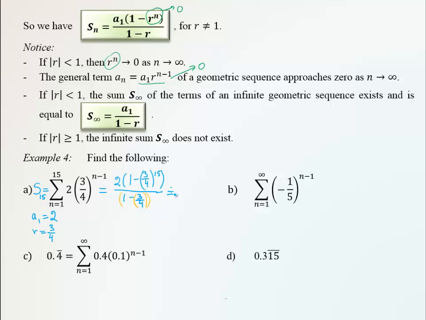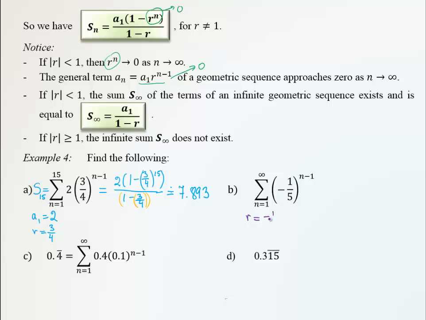This is supposed to end up being approximately 7.893, up to 3 places. Okay, let's try the next example. Here we have an infinite sum. So in order to know if the infinite sum exists or not, we need to check what our r is.